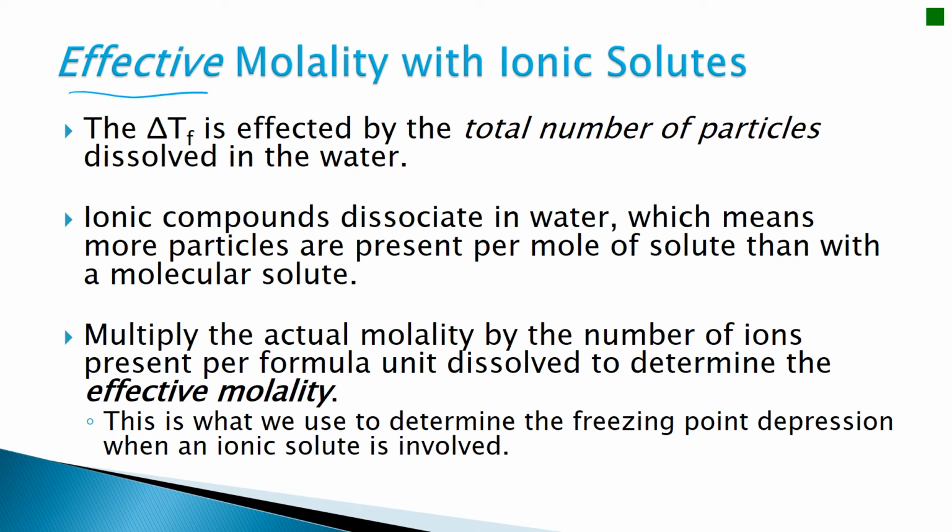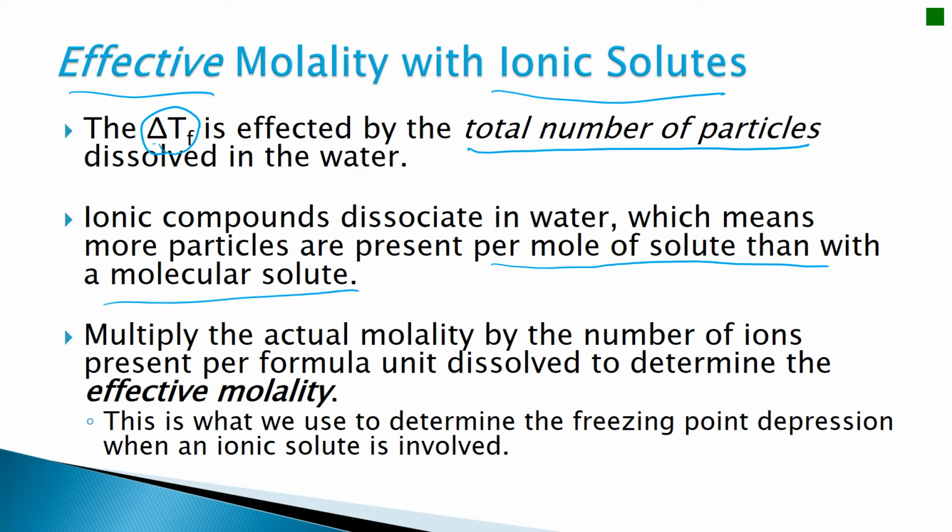Now, the effective molality is for when you have ionic compounds. So this is where the new formula that we're going to be using throughout the whole thing will come into play. Your delta T, your freezing point depression, is affected by the total number of particles dissolved in the water. Ionic compounds dissociate in water, meaning that you get more particles present per mole of solute than with a molecular solute. Remember, with a molecular solute, it only gives off one.